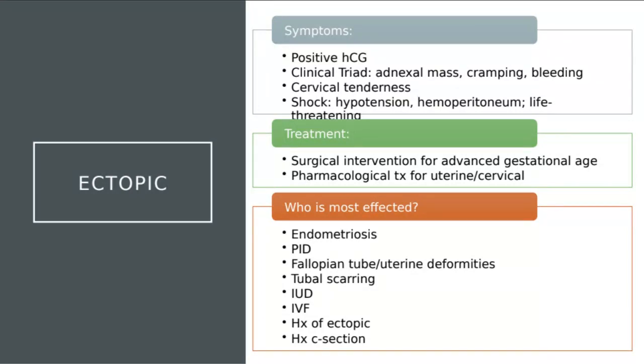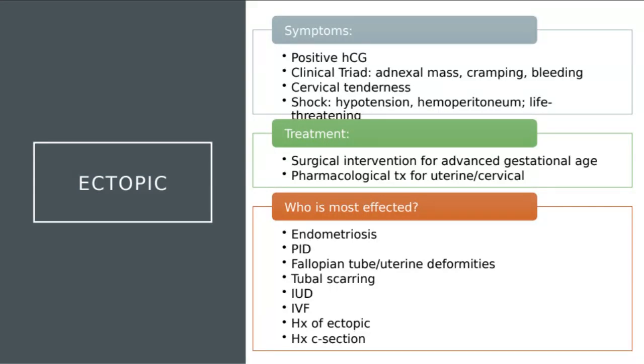So they're going to have extremely low blood pressure, hypotension, they're going to have blood accumulating in their peritoneum, and this is going to be life-threatening. This is highly emergent. Treatment for an ectopic, like we said, is always to remove that pregnancy. So depending on how far along that gestational age is, we may need to do it under surgical guidance, and also depending on where it's located.